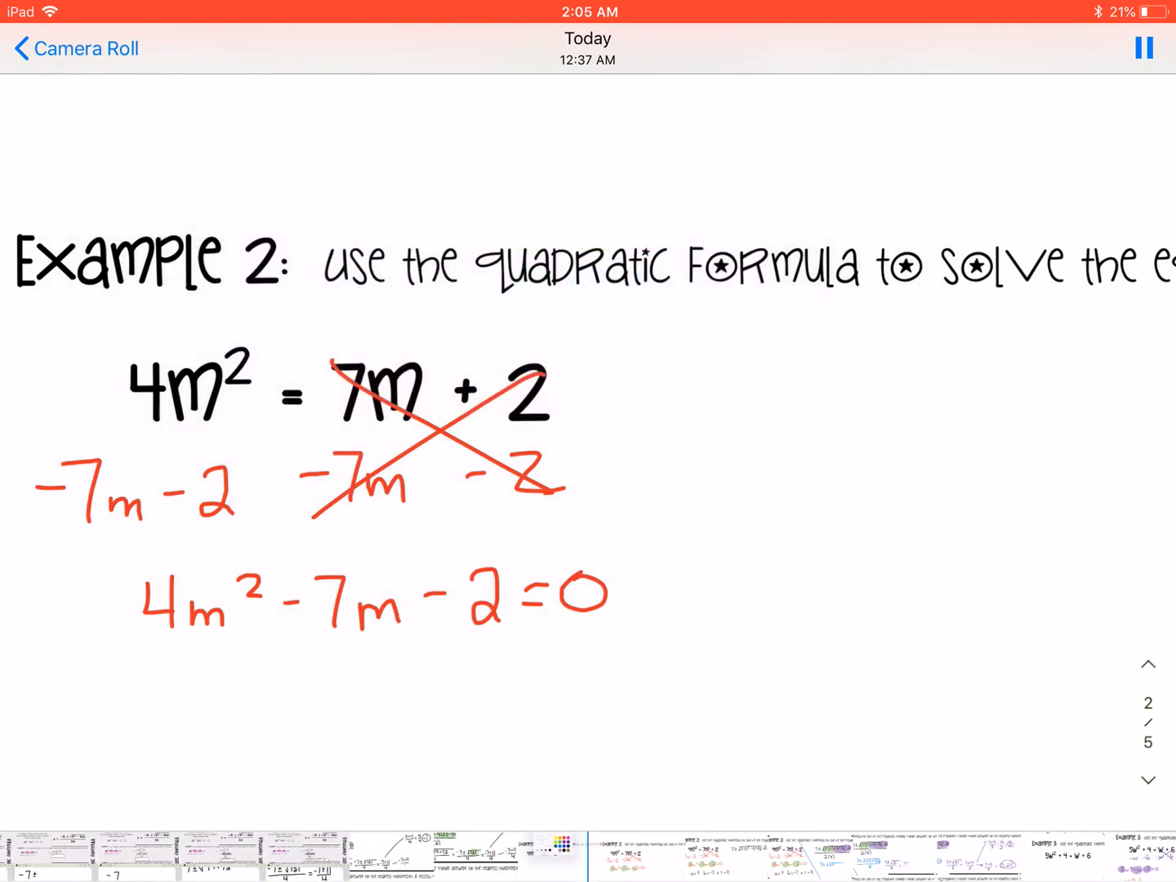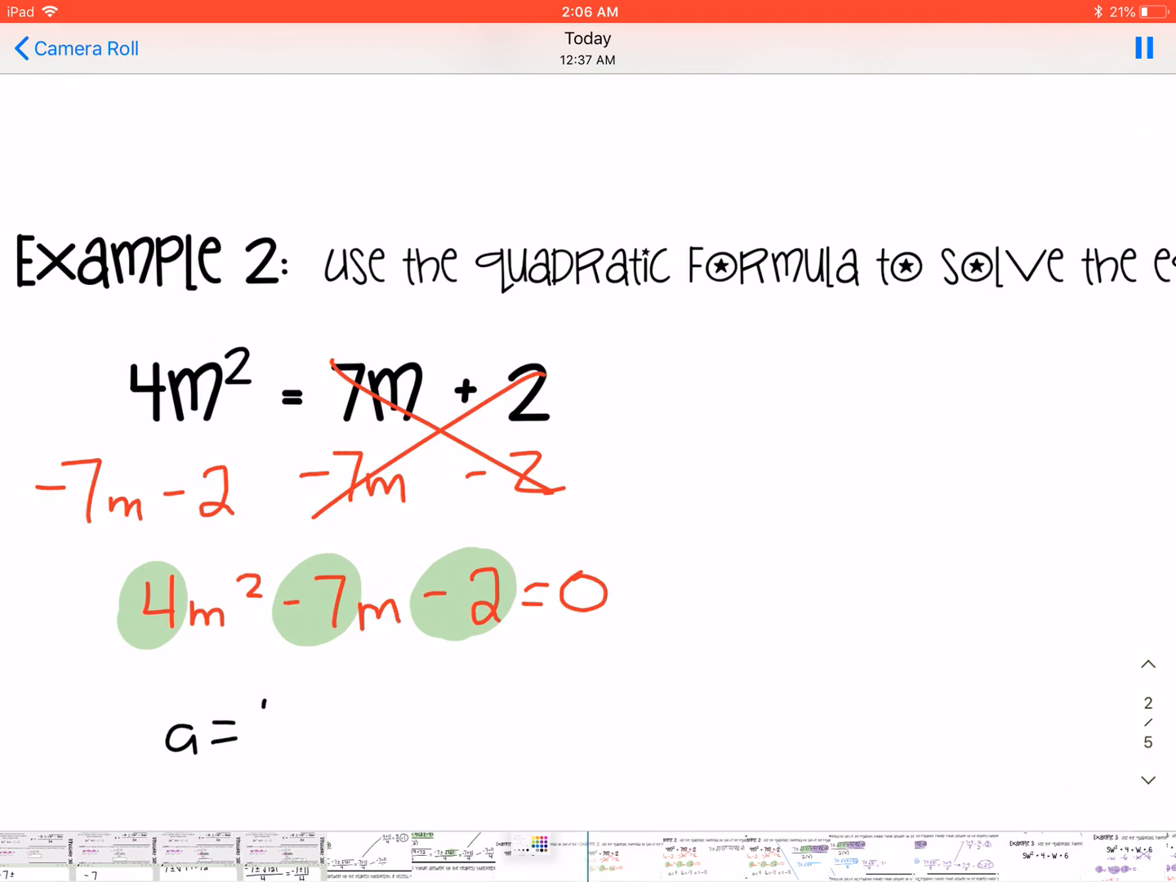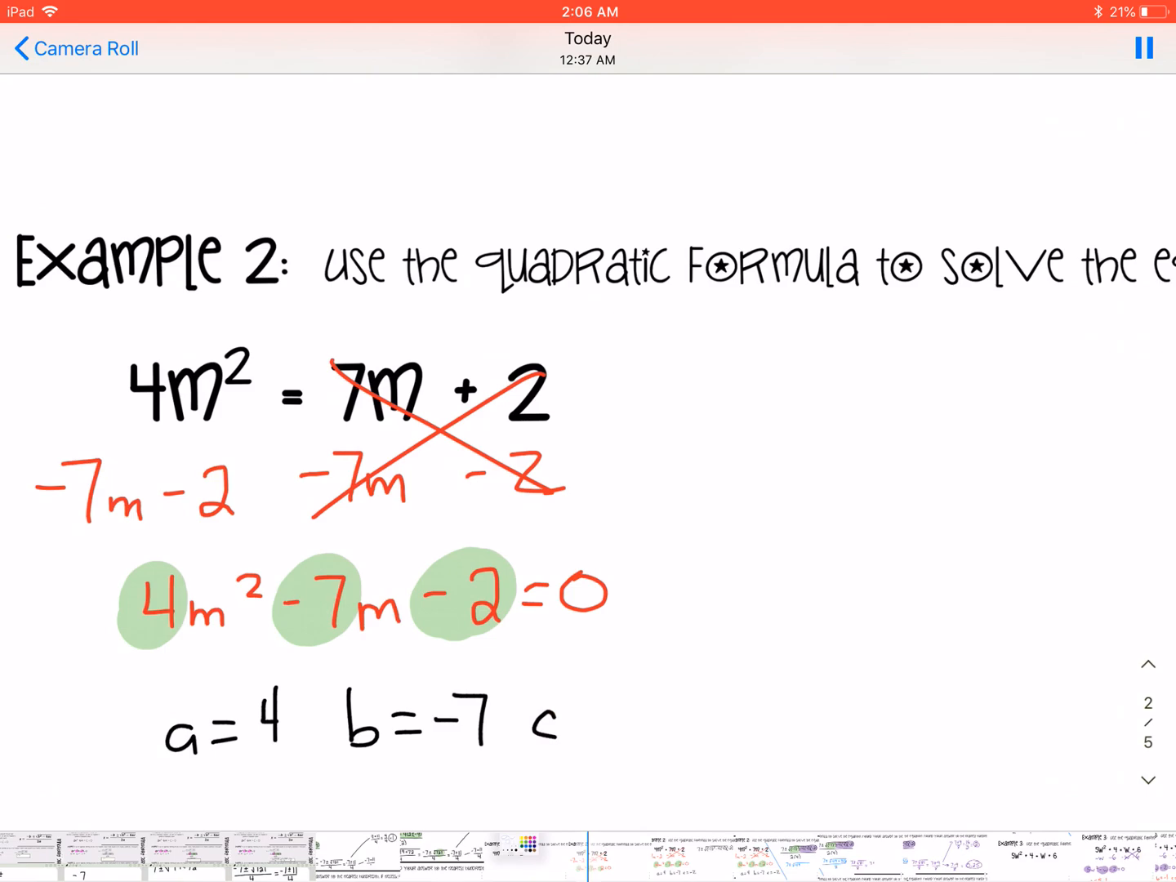Once I did that, I know that my a is going to be equal to, I'll highlight all those at once. A is going to be equal to 4, b is going to be equal to negative 7, and c is going to be equal to negative 2.